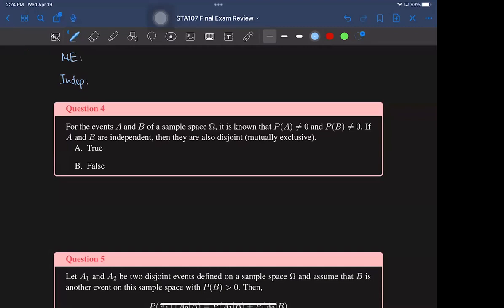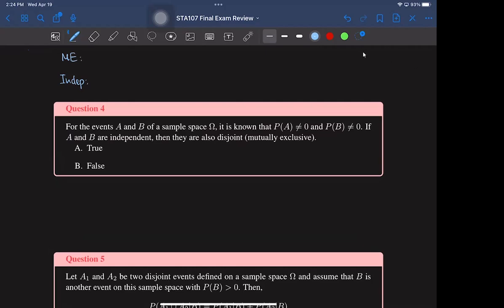Independence does not imply mutually exclusive, so it is false. That's correct. Okay, so again, I have 5 people choose false and 2 people choose true.